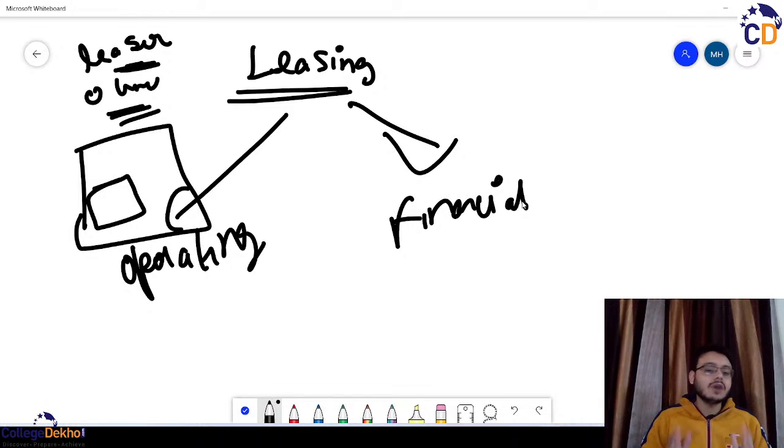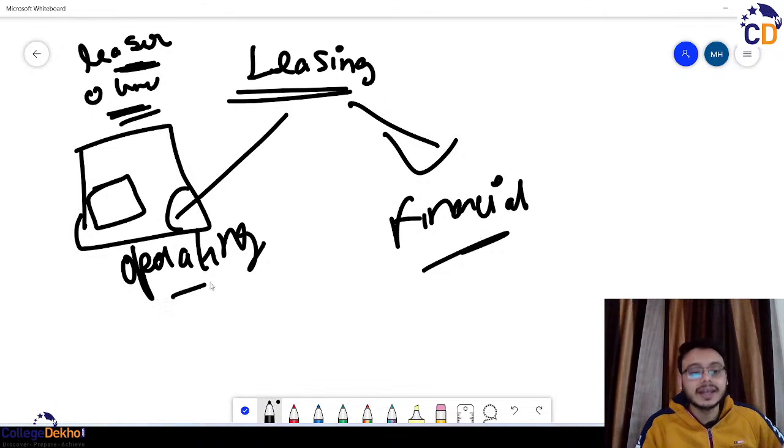Though the meaning of leasing remains the same as what I talked about just a minute back, leasing can be further categorized into two kinds of leases. One kind of lease is the operating lease, and the other kind of lease is the financial lease. So what exactly do we mean by operating lease?